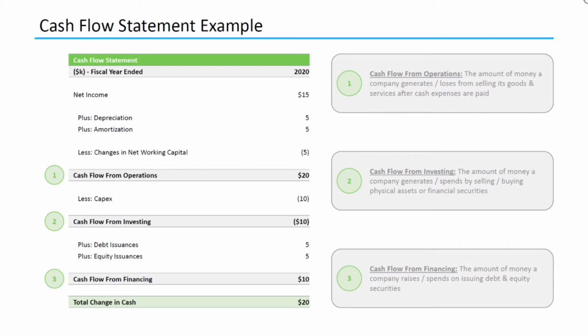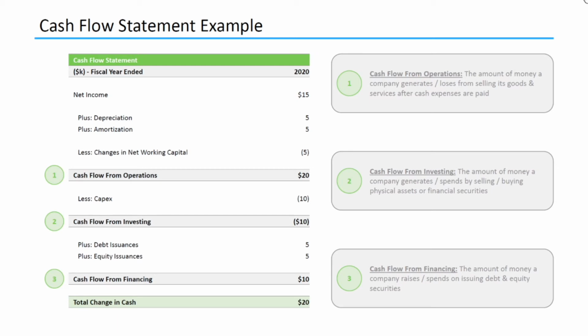The three categories included within the cash flow statement include cash flow from operations, cash flow from investing, and cash flow from financing. First, cash flow from operations outlines the amount of money a company generates or loses from selling its goods and services after all cash expenses are paid.